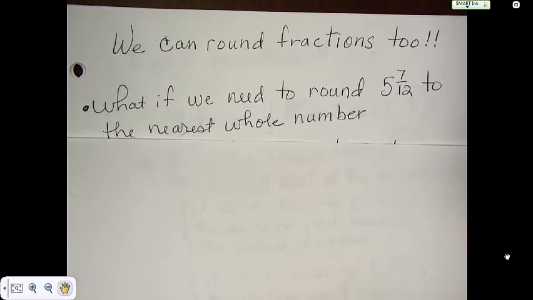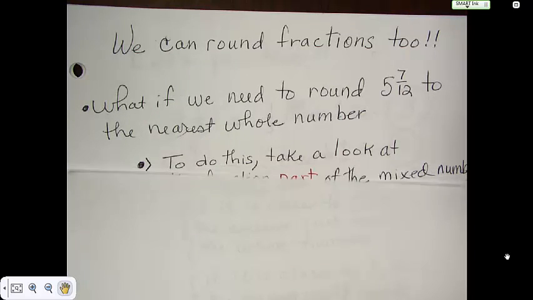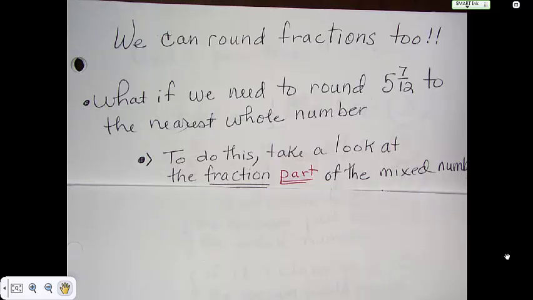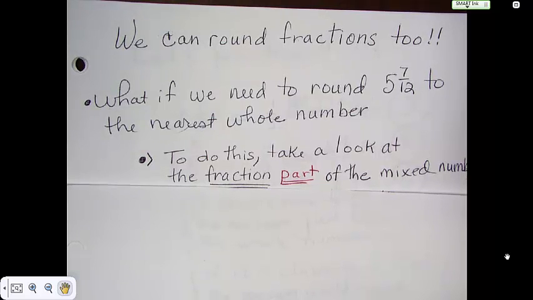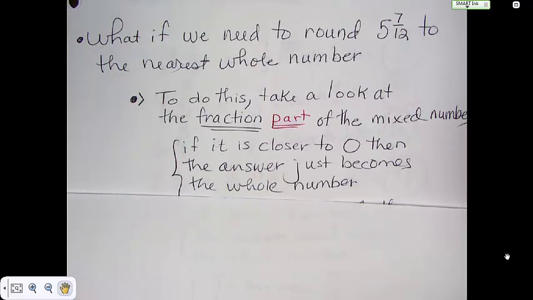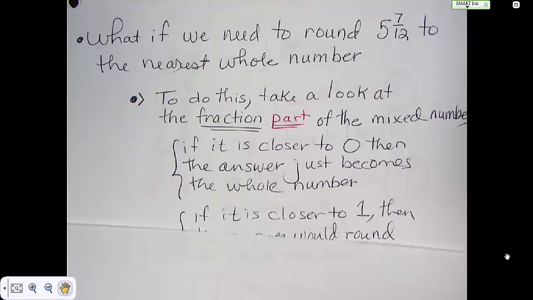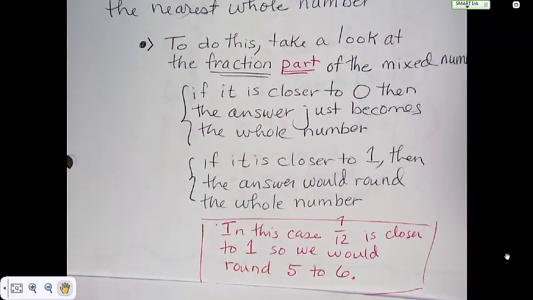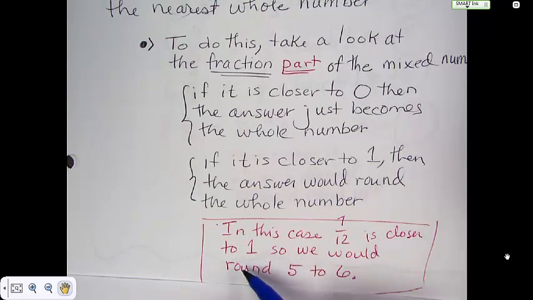Now, we can round fractions too. What if we were to round a fraction to the next whole number? Okay, there's a couple ways to look at this. First of all, we look at the fractional part of the mixed number. We really don't have to look at the whole number part right away. We just want to look at the fractional part. If it is closer to 0, then the answer just becomes the whole number. If it is closer to 1, the fraction that is, then we would round up, and the whole number would become larger. Okay? In this case, 7 over 12 is closer to 1, so we would round to 6.